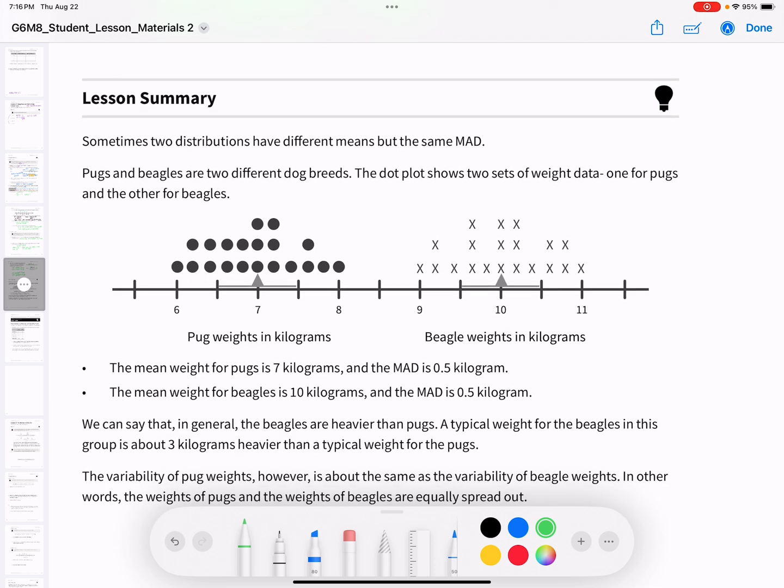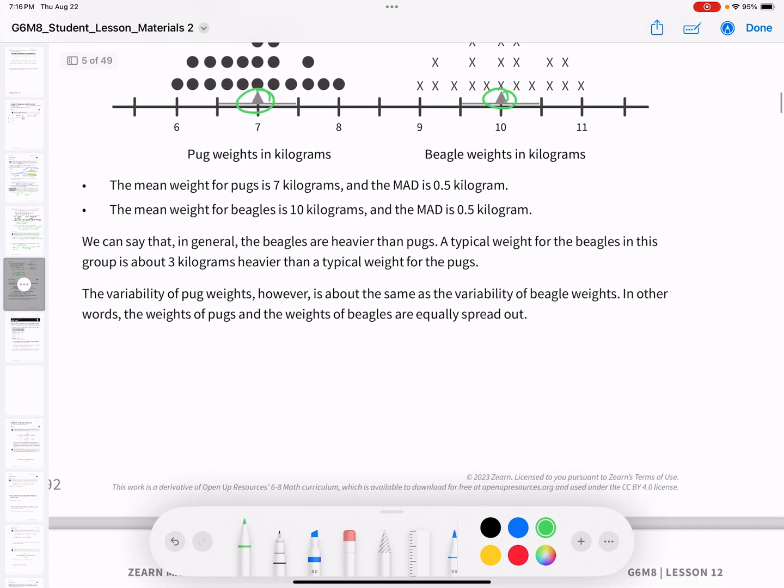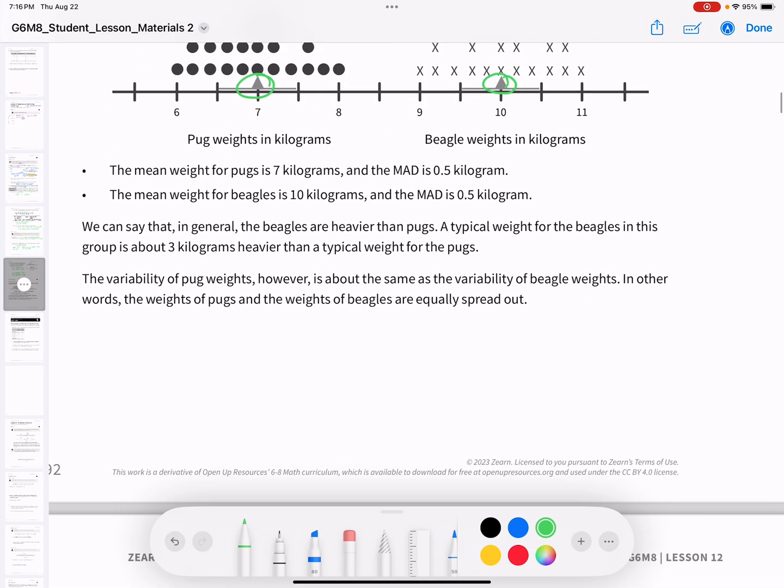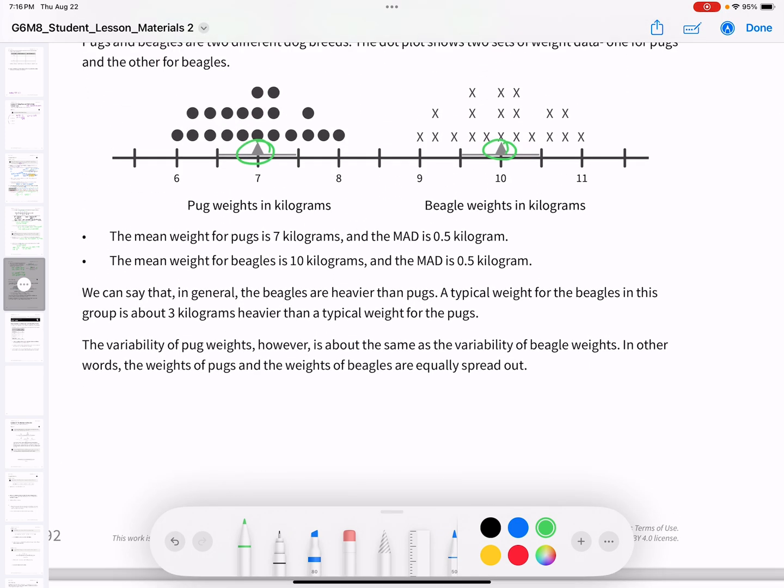So please remember that sometimes two distributions have different means, but they have the same MAD, which means their spread and their variability are the same without their mean being the same. Okay? All right. Make sure you just review your lesson summary, and that will do it.